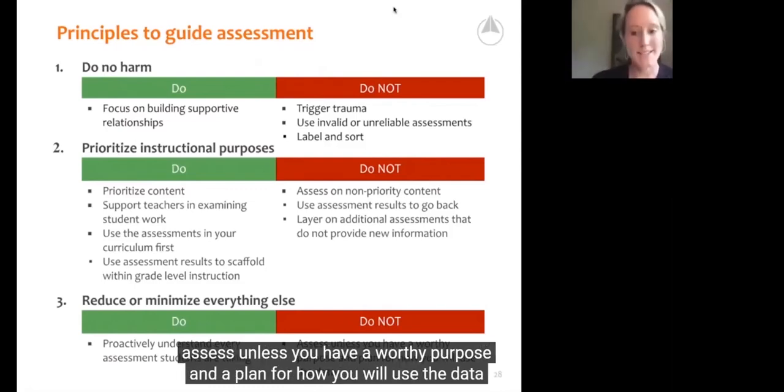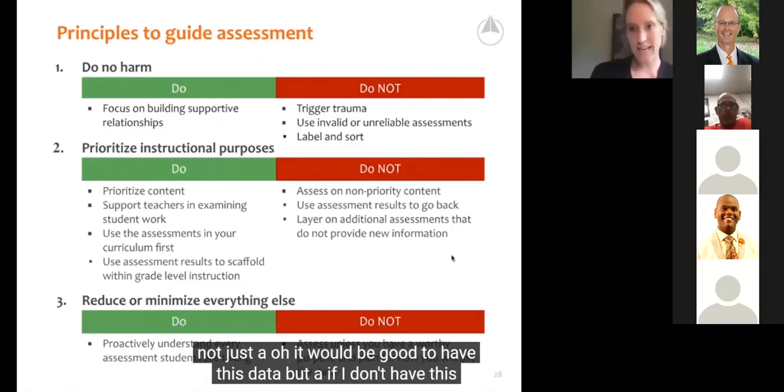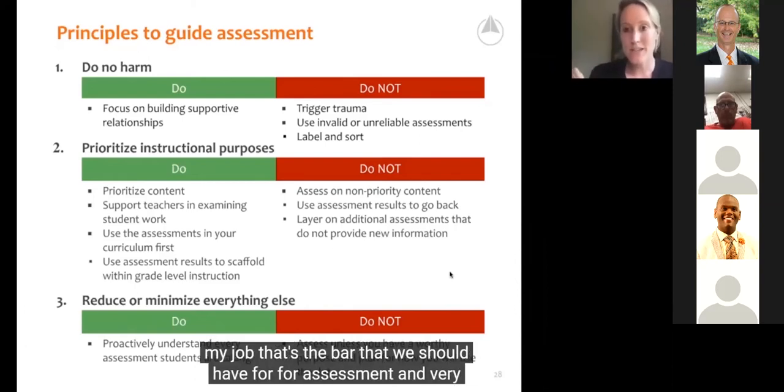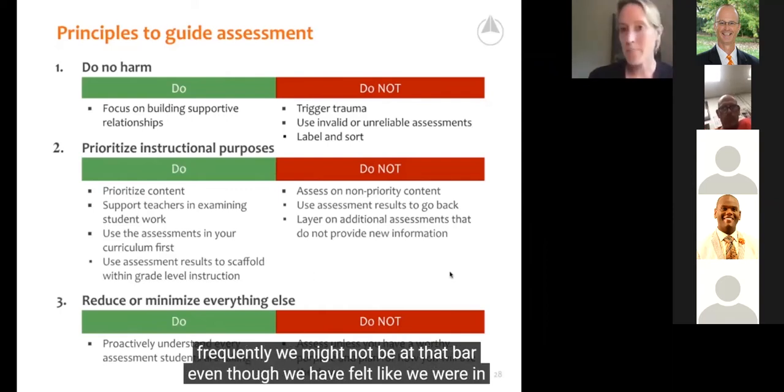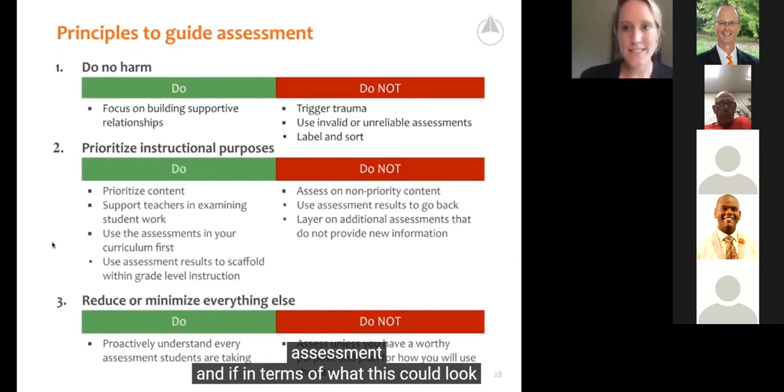Do not assess unless you have a worthy purpose and a plan for how you will use the data. Not just, oh, it would be good to have this data, but if I don't have this data, I am literally not going to be able to do my job. That's the bar that we should have for assessment. And very frequently, we might not be at that bar, even though we have felt like we were in the past. These are the principles and strategies we would recommend for assessment.